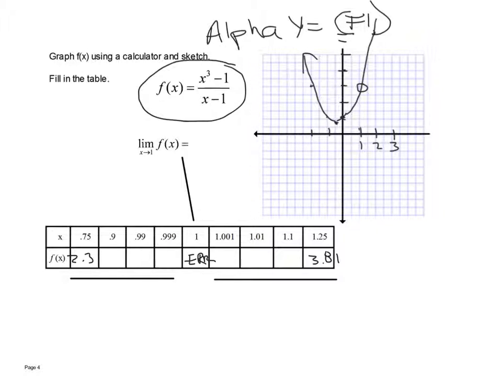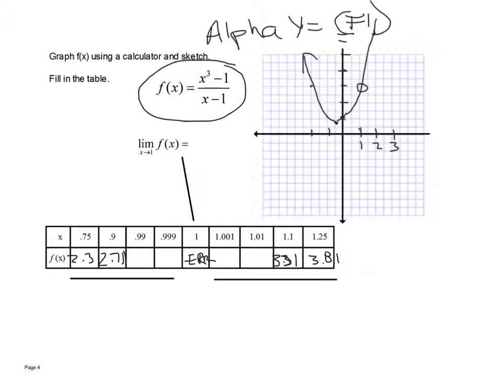Then if I say, well, let's get a little closer. Let's only go a tenth away from 1. So at 0.9, which is a tenth away from 1, I'm at 2.71. You can get these from your calculator. You can either plug in if you really want to, or you can use your graphing calculator. If you push trace and then push these numbers in, it'll actually give you the values, so you don't have to calculate each one individually. All right, so 3.31 on the other side.